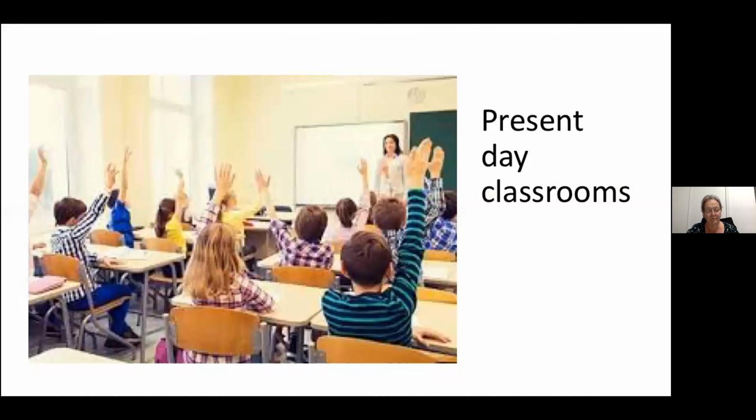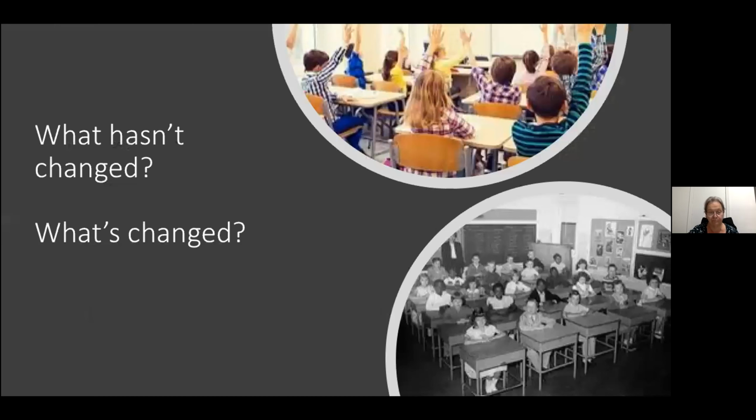And now we are getting kids ready to take part in the technological revolution, to be global employees. And the skills they need are things like creativity, as opposed to just following the rules, and the ability to think outside the box and develop norms as a community instead of just following the rules. So what hasn't changed and what's changed?